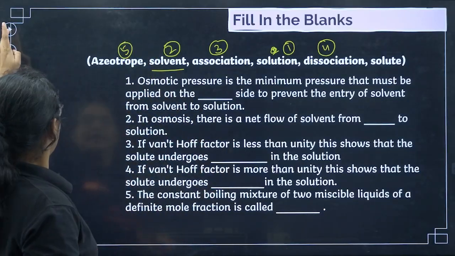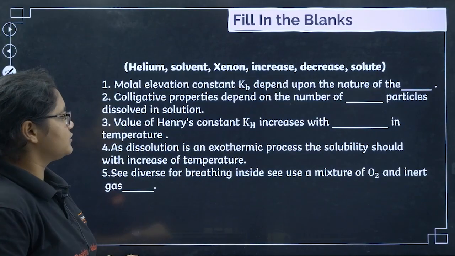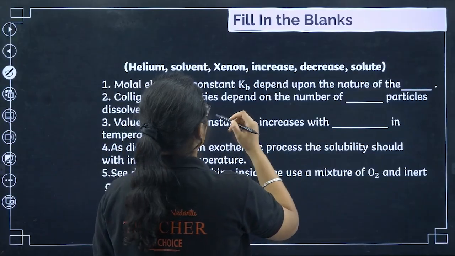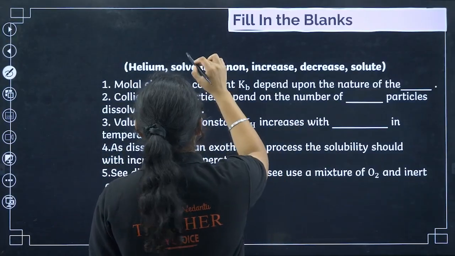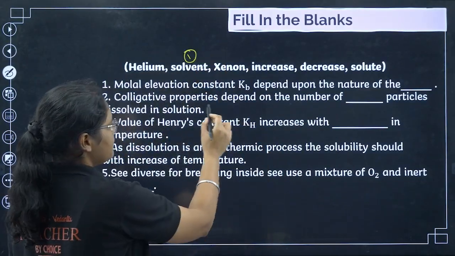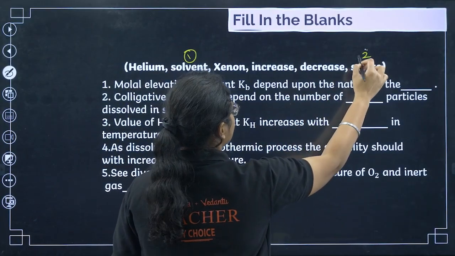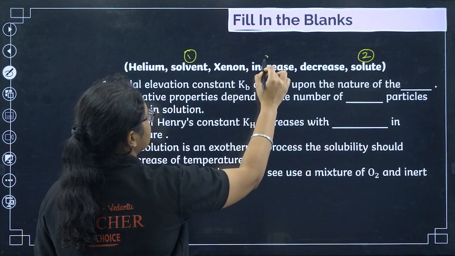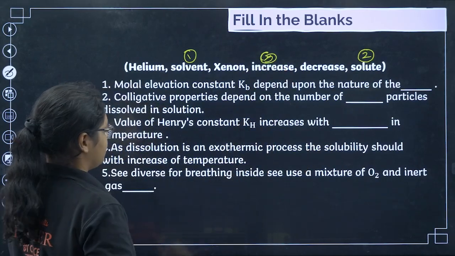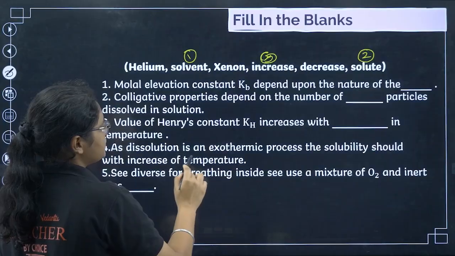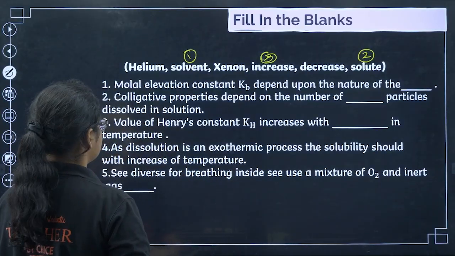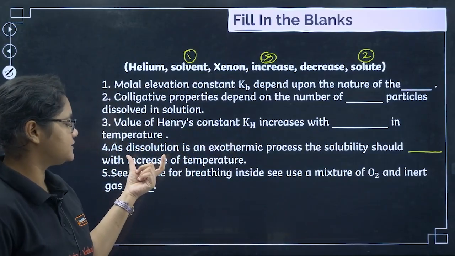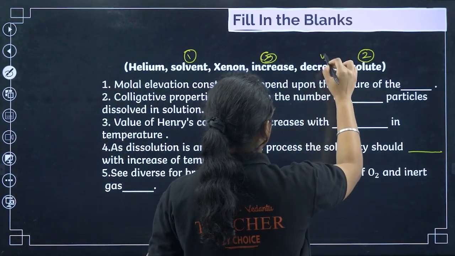Okay. Then we have the next one, molar elevation constant Kb depends on the nature of the solvent. Molar elevation constant depends on the nature of the solvent. Colligative properties depend on the number of solute particles. Value of Henry's constant KH increases with the increase in the temperature, that is the third one. As the dissolution is an exothermic process, the solubility should dash. The exothermic process, if you increase the temperature, solubility would decrease.